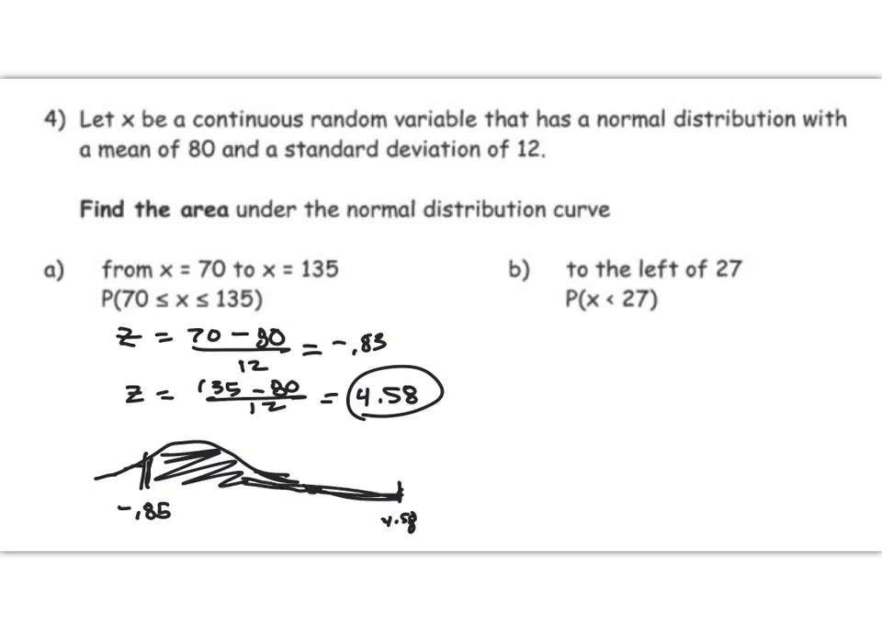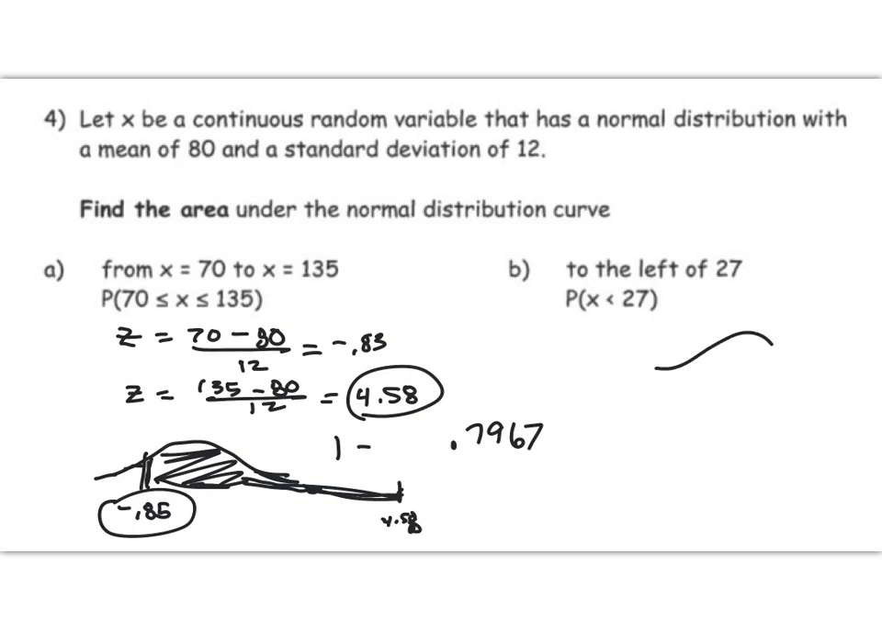So because we don't have values of 4.58, remember that 99.7% of the values are between negative 3 and positive 3. We're going to use the value of 1 because essentially, if you were to round, that's what you would have. And then we look up the value for negative 0.85. When I subtract those two values, this value from 1, I get 0.7967.